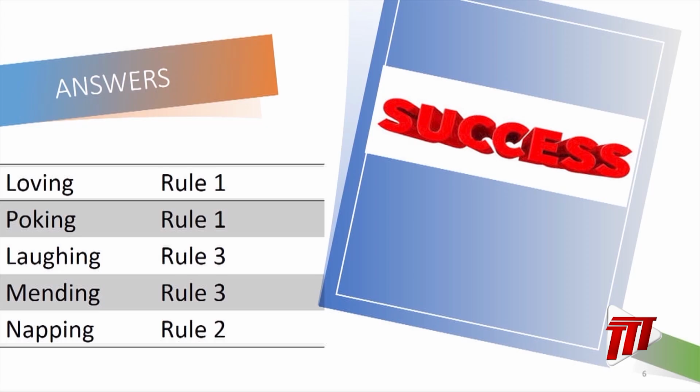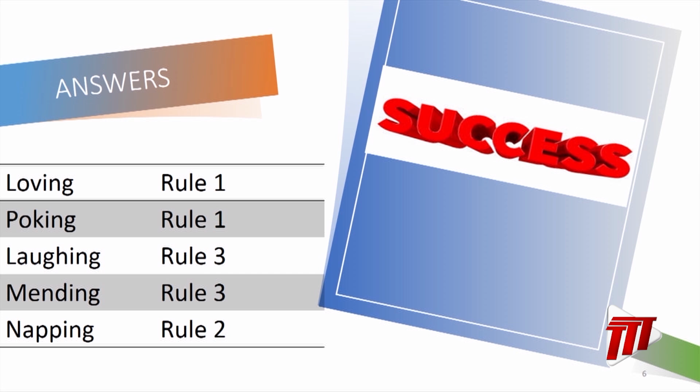Now, let's check your answers. Love becomes loving. L-O-V-I-N-G. Poke becomes poking. P-O-K-I-N-G. Remember, these two words had silent E's at the end. So we drop the E and then we add I-N-G.